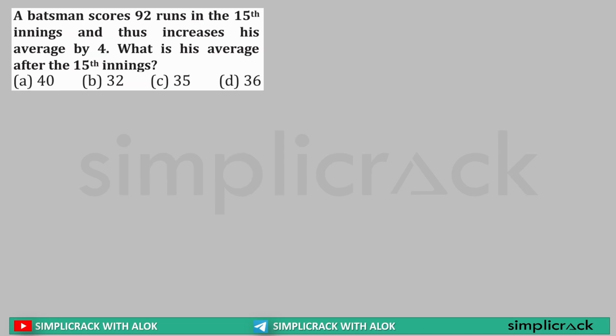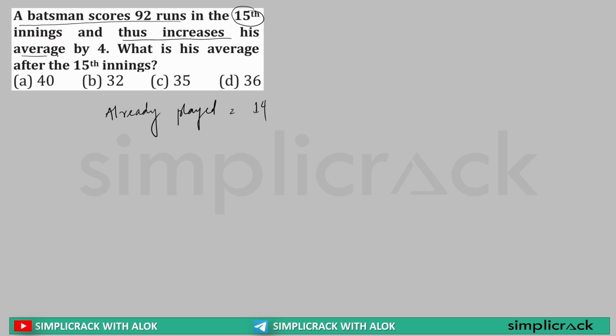Clear? Now, it is saying a batsman scores 92 runs in the 15th innings, thus increasing his average by 4. You need to understand this. A batsman scores 92 runs in the 15th innings. That means how many innings he has already played? Already played 14 innings.